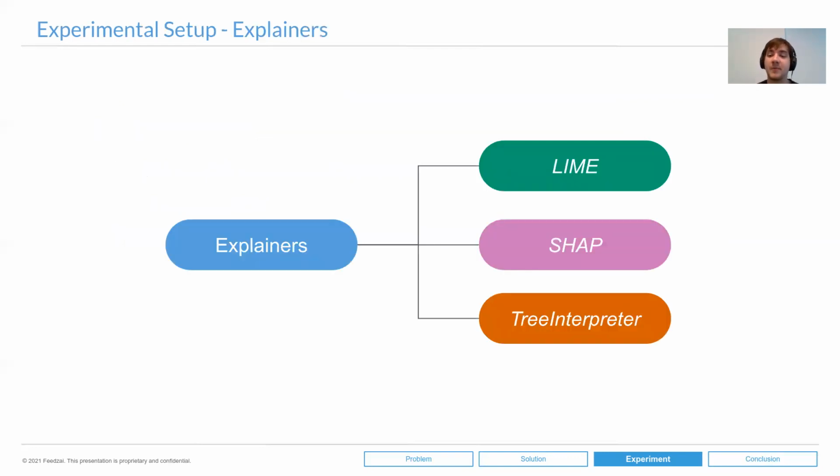So for the explainers, we used these three explainers, mainly because they're commonly used feature importance explainers in the literature. And we used the tree interpreter also because this model is a tree-based model, and tree interpreter is one of the explanation methods that is usually used for tree-based methods.